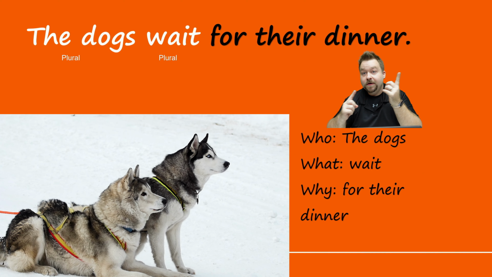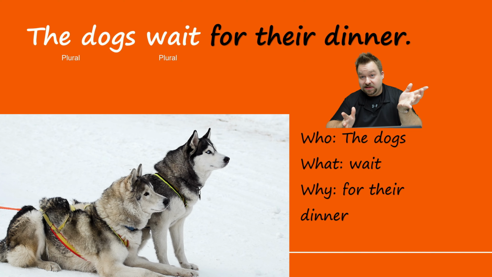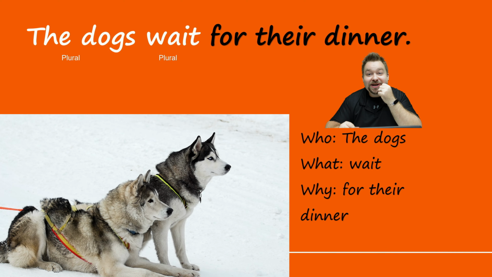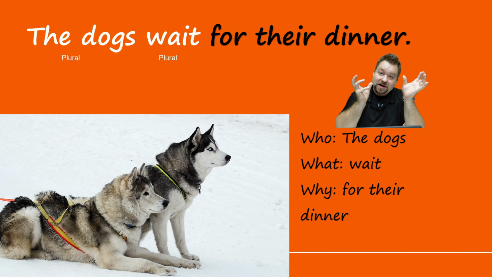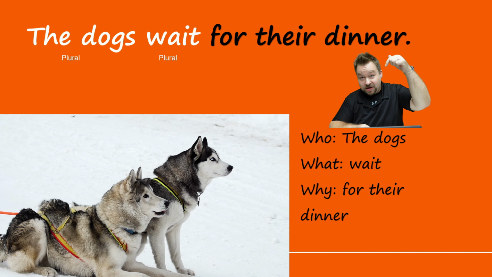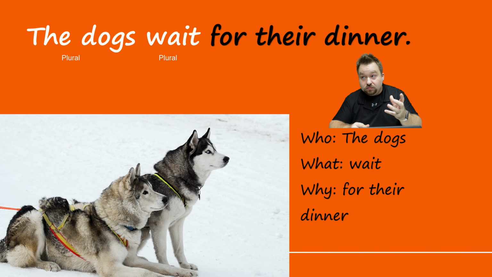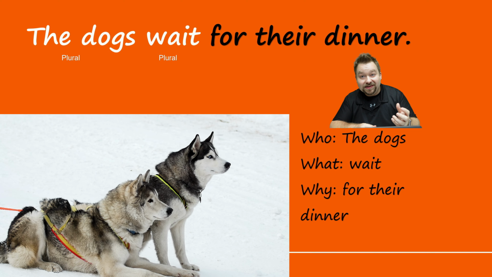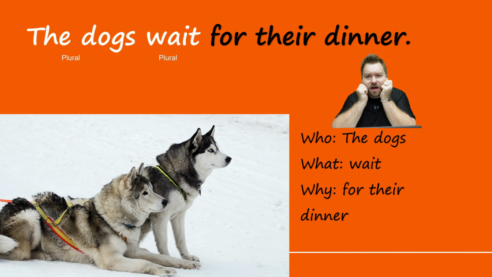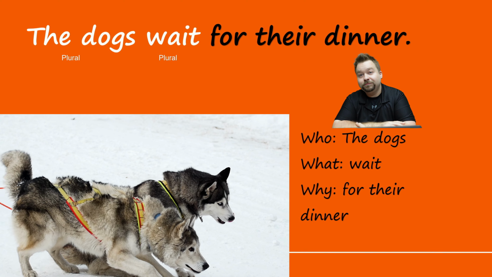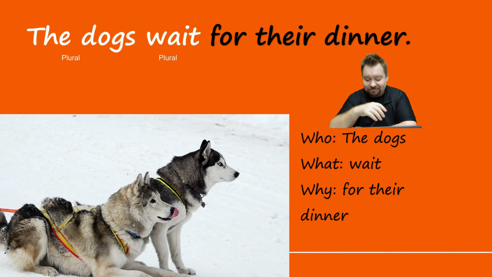Here's my sentence. The dogs wait. That's it. The dogs wait. We just matched it, right? The plural subject has a plural verb conjugation. Super easy. The dogs wait for their dinner. Now, below me, you see how I broke this. Who? The dogs. What do they do? They wait, right? Why are they waiting? Well, they're waiting for their food, for their dinner. That was easy, right?